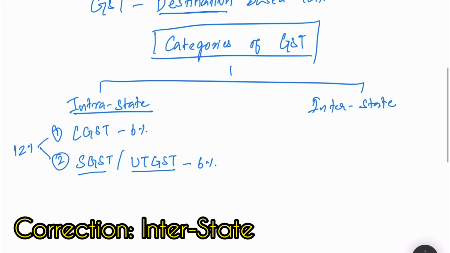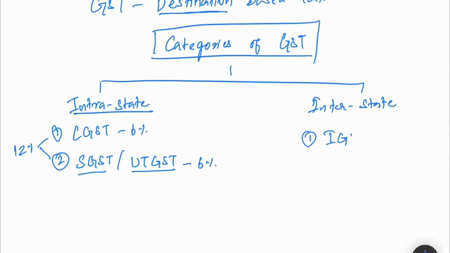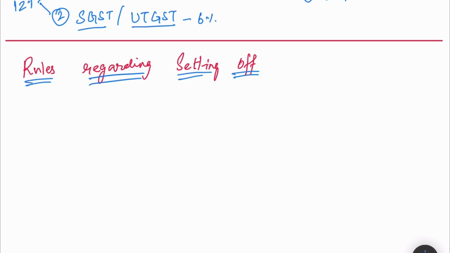If it is an interstate transaction, there is only one account involved, that is IGST, that is input IGST, output IGST. The entire 12% has to be recorded in the IGST account. Those who do not know the difference between these three, I kindly request you to watch the previous video. Let me now explain the rules regarding the setting off of input GSTs against the output GST.